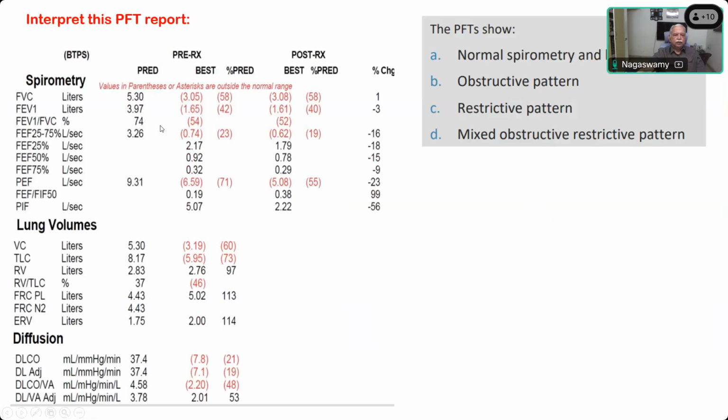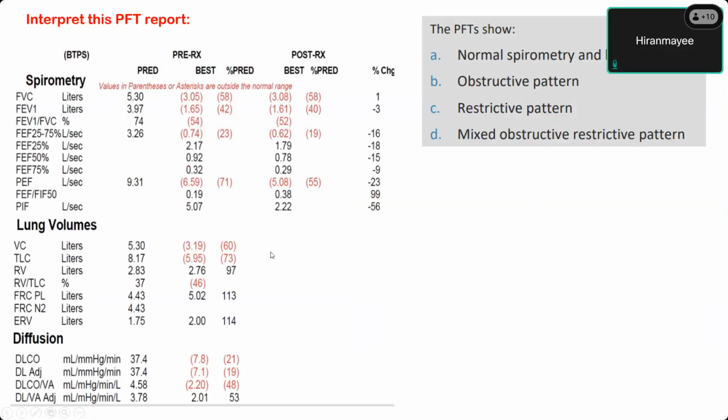The FEV1 to FVC ratio is also very much reduced. Lung volume, TLC, is also reduced. Out of 8.17 predicted, it is only 5.9. So what is the diagnosis? TLC is also given, but we will not go into that. Based on these three things, what is your diagnosis?